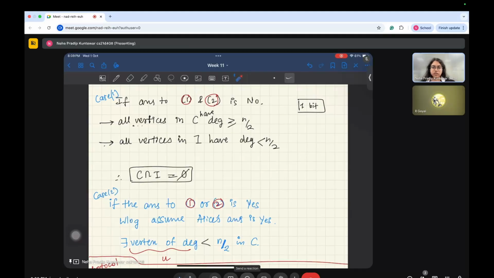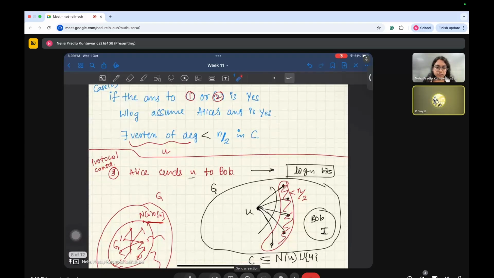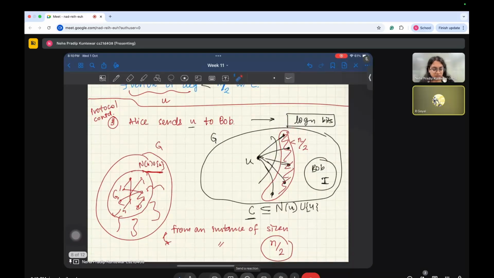Otherwise, keep going. Case one will act as a terminating condition here, right? Yes. So this is a recursive algorithm.